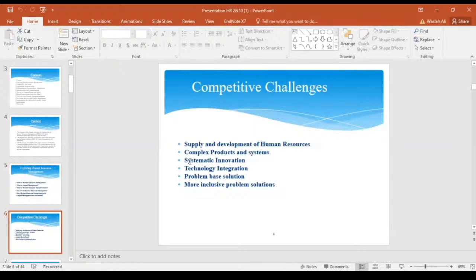These competitive challenges are discussed in this chapter in the context of supply and development of human resources, complex products and systems, systemic innovation, and technology integration. So first of all, what is competitiveness? It is the characteristic or ability of any organization to achieve its mission more successfully than competing organizations. Organizations face different competitive challenges, and many analysts provide solutions to resolve complex problems.